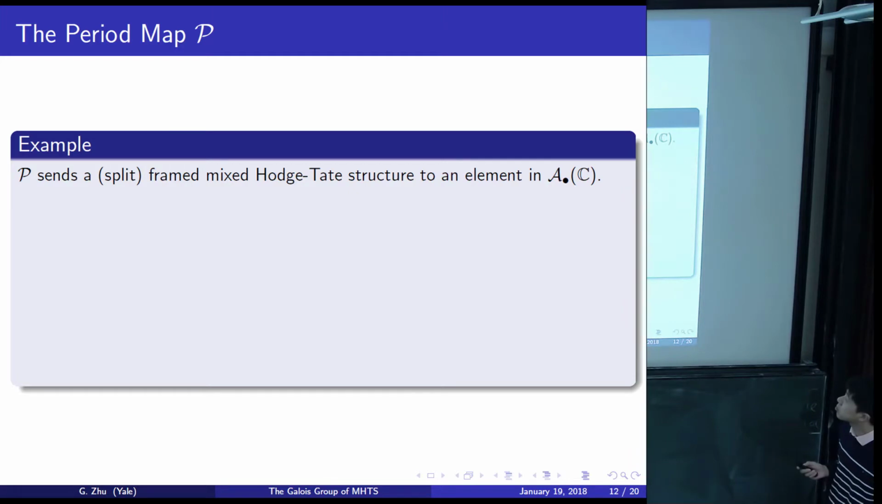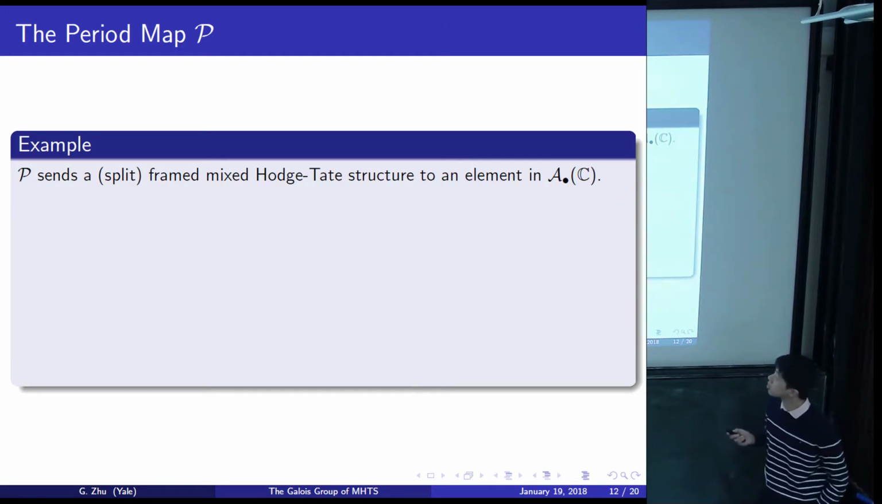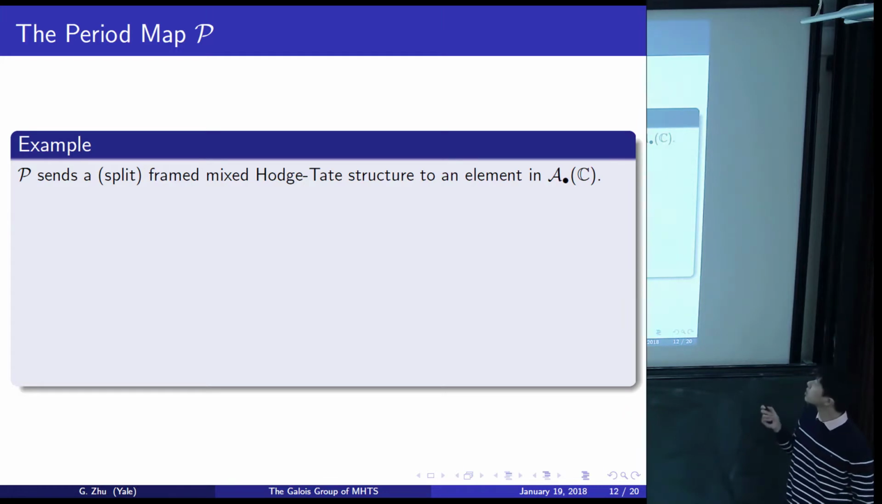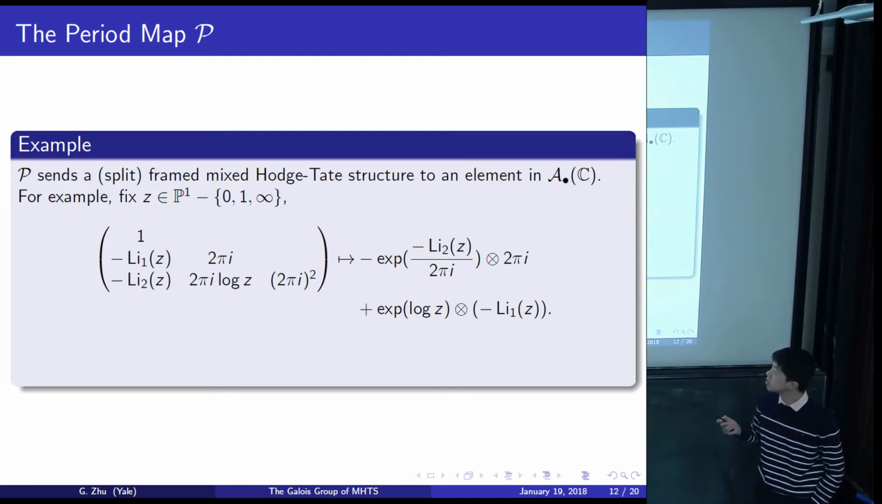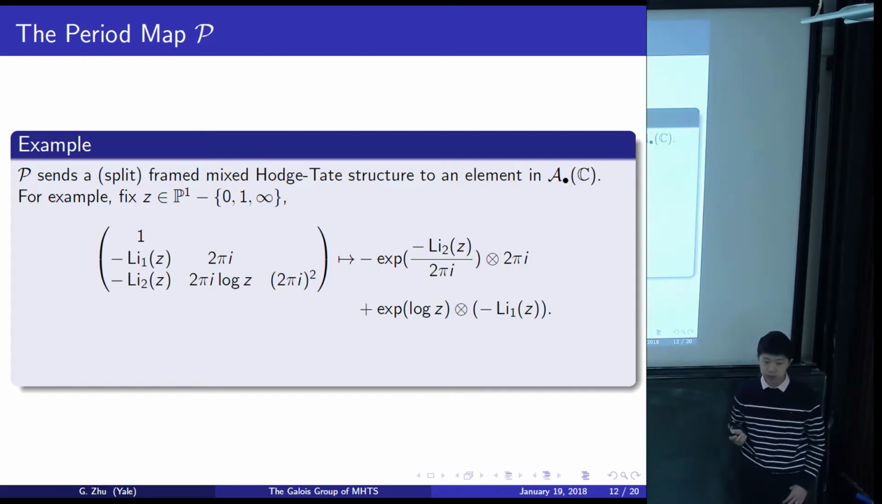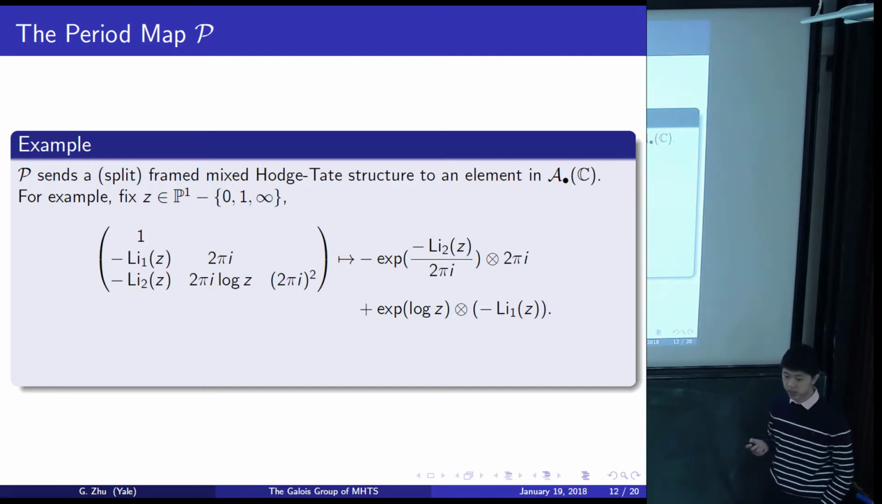Now, what is the period map P? Here I will go to the example. So P sends a split framed mixed Hodge Tate structure to an element in our Hopf algebra. It won't depend on the splitting. Let's see how it works. So, for example, for now we are working on the point. Fix a Z, then this matrix, as we stated before, defines a mixed Hodge Tate structure. And we send this to the item on the right.